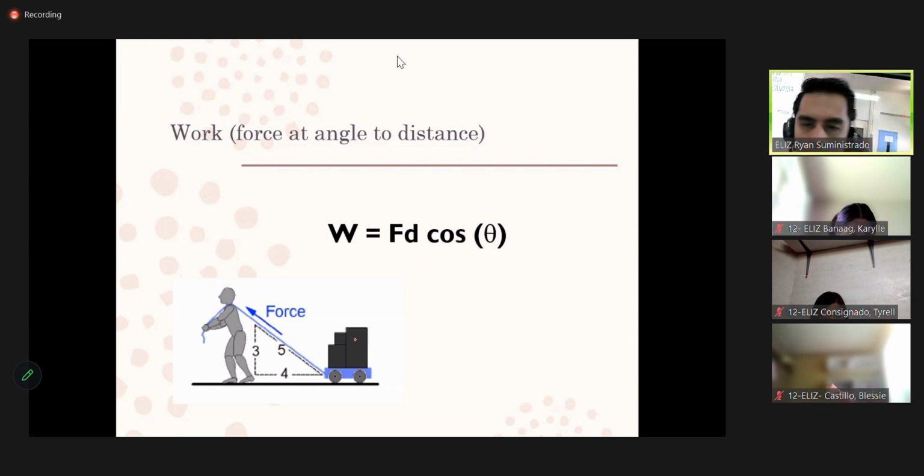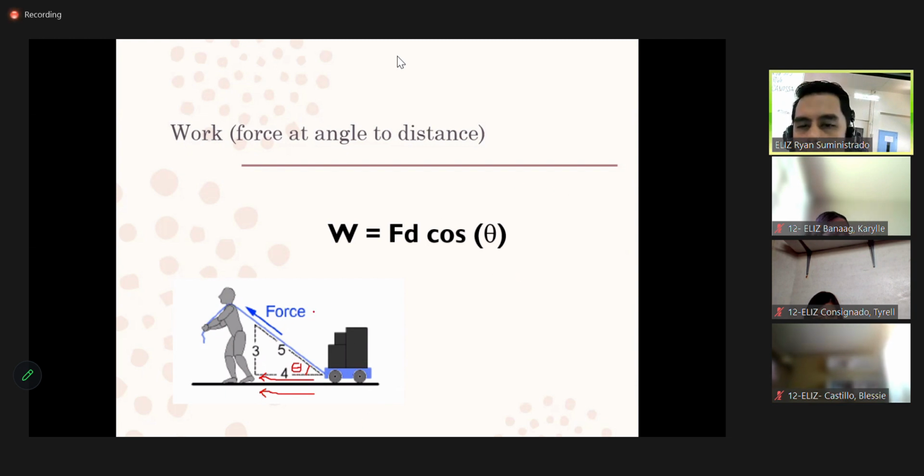Explaining this further, why cosine? This is the angle of exertion, angle theta. As we all know, force should be parallel, diba? Parallel with the displacement. So this is the horizontal component of the force. This side. And as we all know, this cart with blocks will move in this direction as well. Okay? That's why we'll use the cosine function.